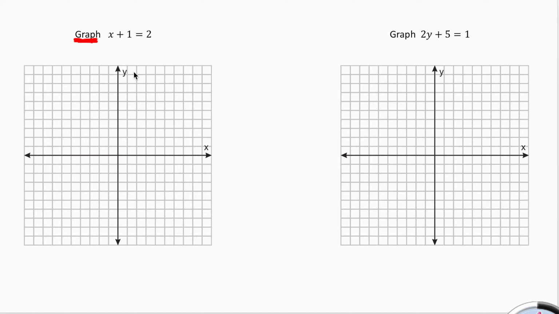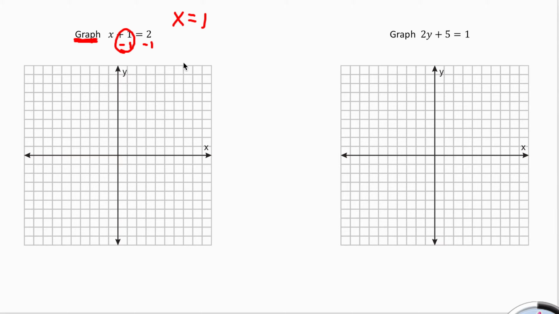The others, once I see an x and a y in the same equation, I know, oh, graphing. If I don't have an x and a y, I got to be told I'm graphing, or I just solve it, which actually is the first thing I'm going to do anyhow. I'm going to solve this equation. I'm going to subtract 1 from both sides, which means x equals 2 minus 1, 1. Okay?